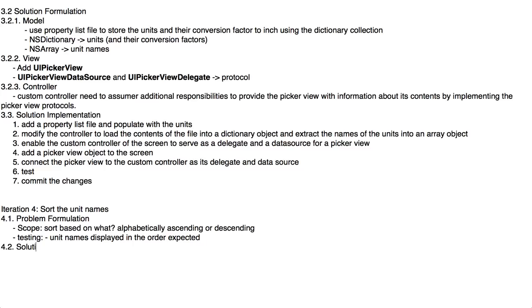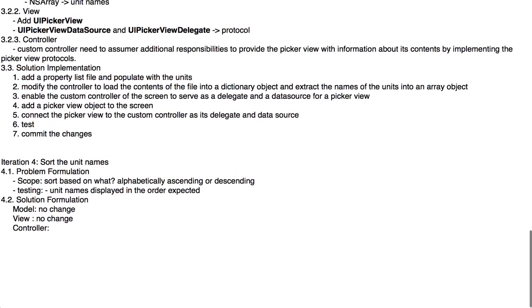In the solution formulation, there's no change in the model and no change in the view, but the controller, there will be a change. So we need to add ability to sort the names. So when should we do that? When should we sort the unit names? At the start, or when the view loads. So when the view loads and we extract the unit names from the file, at that time we want to sort them. And we'll sort them using a sort function.